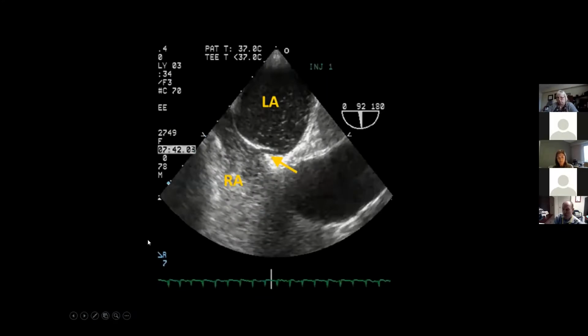I'll finish. I don't even know what time it is. It's 3 o'clock. So I'll finish with the echocardiogram.